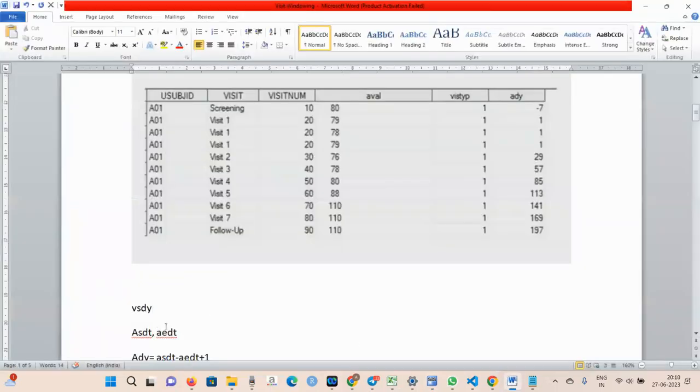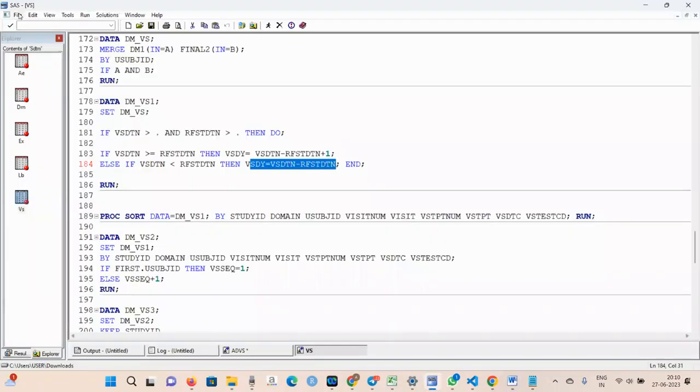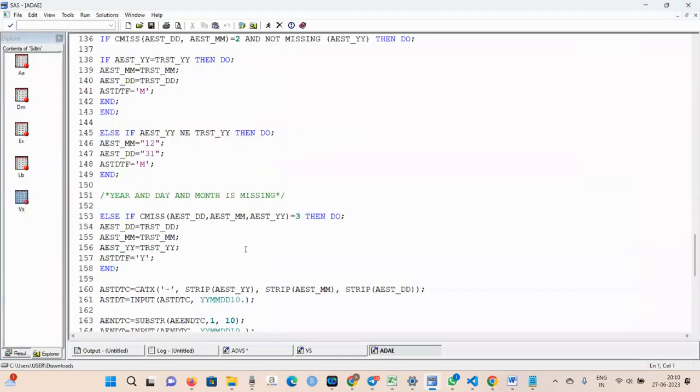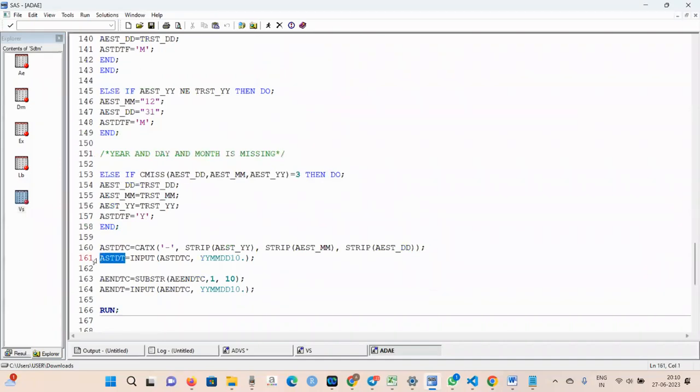But when you come to the ADY, which is analysis day. So for example, if you go to the ADA, you have derived ASTDT and AENDT. Okay, but you need to calculate ADY also. So the simple formula is ASTDT minus AENDT plus 1. So it gives some duration. That is a different thing.